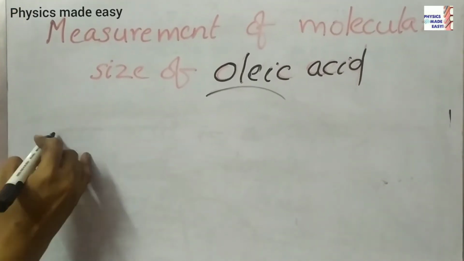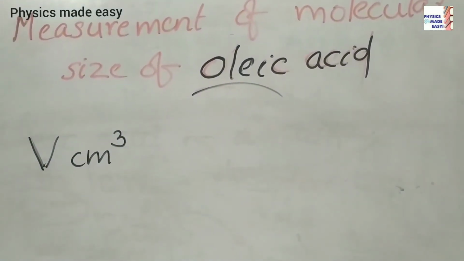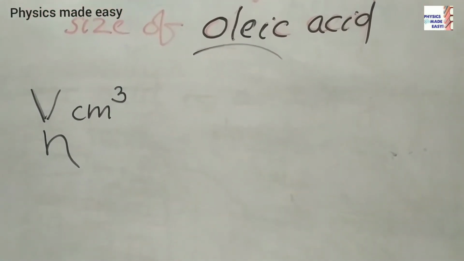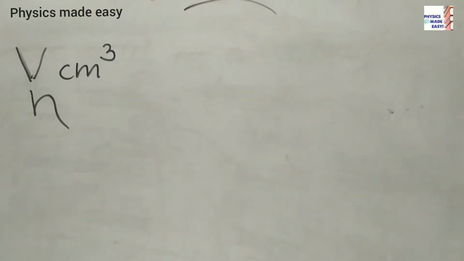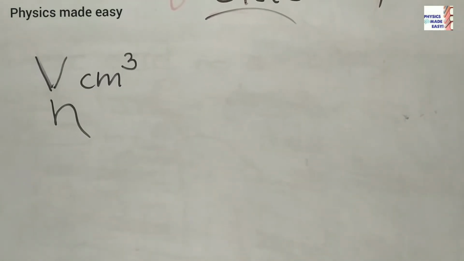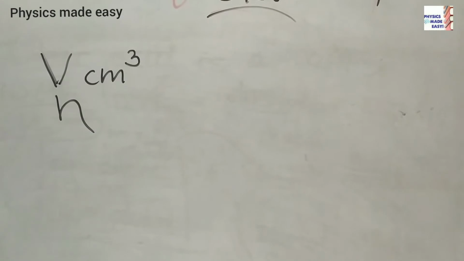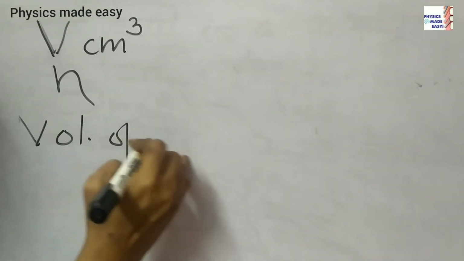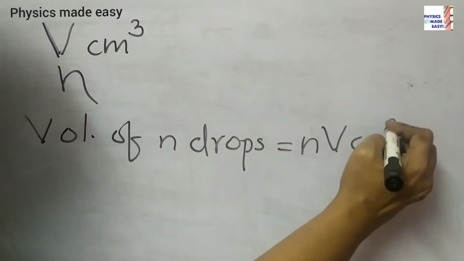Now we can consider V cm³ as the volume of each drop in that solution. If you are pouring n drops of that solution on the surface of water, now we have to take water. For what? We are going to measure the molecular size of oleic acid. For that we need to measure the thickness of that. So here we need to pour n drops of that solution into water. Then what will happen there? The volume of n drops we can write as nV cm³.